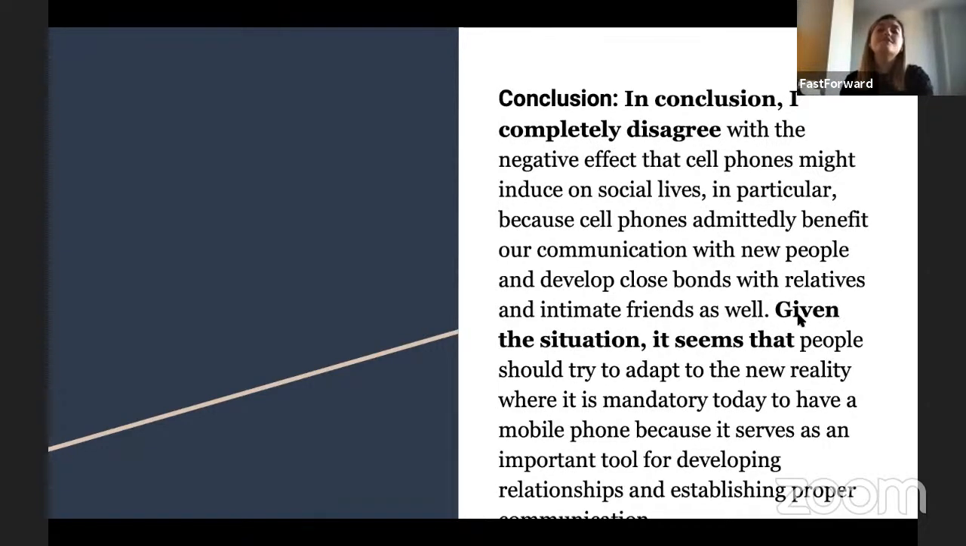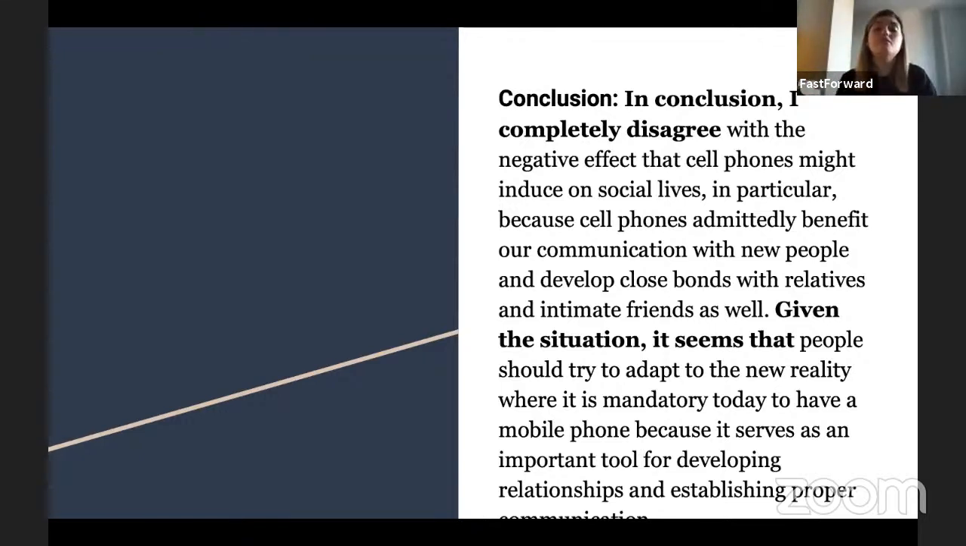Then this is the suggestion. That's exactly what I was talking about when I mentioned this final sentence in conclusion. It's a bit different, right, from what you get used to. So you're moving to this transition sentence, given the situation, it seems that. And then you provide some sort of recommendation. Look at the way how I'm doing it. People should try to adapt. You see, should, it's my recommendation, okay?